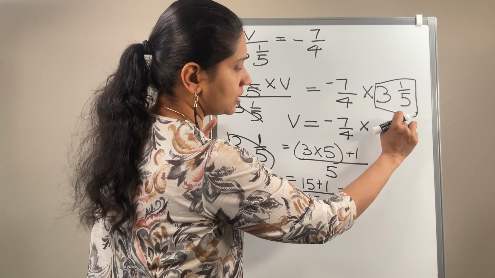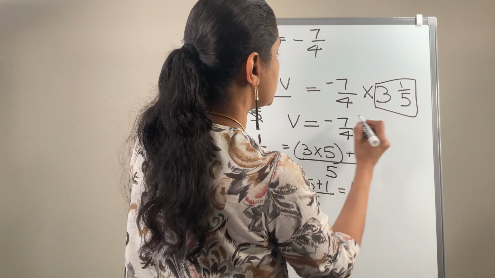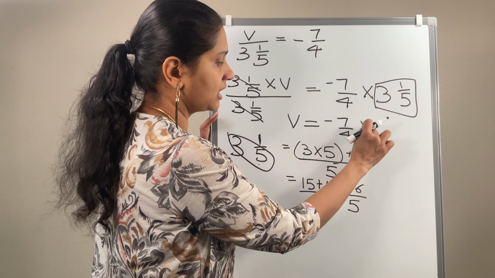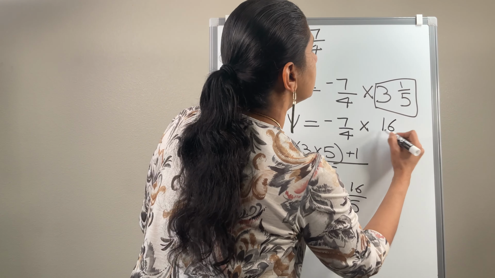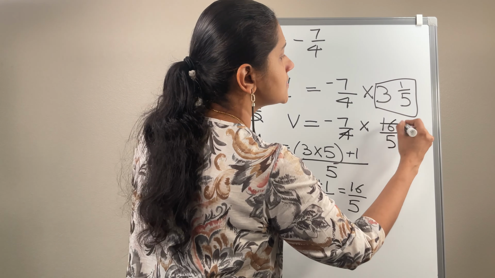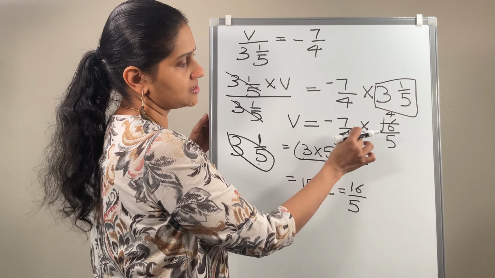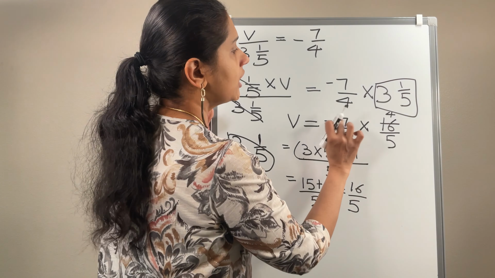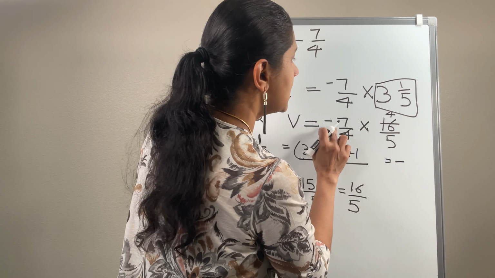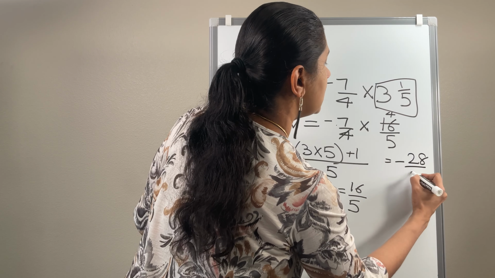So now we got 16 by 5 as a fraction form for 3 1 by 5. Now I am simply going to substitute this. So V is equal to minus 7 by 4 times this 16 by 5. And here you can see, you can cancel this 4 and 16 because 4 times 4 is 16. So I am just cancelling it. Now you are left with, you have a minus sign here, that's equal to minus 7 times 4. This 7 and this 4, that's 28 divided by 5.